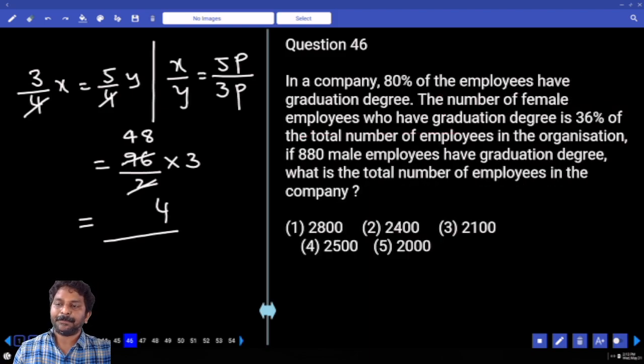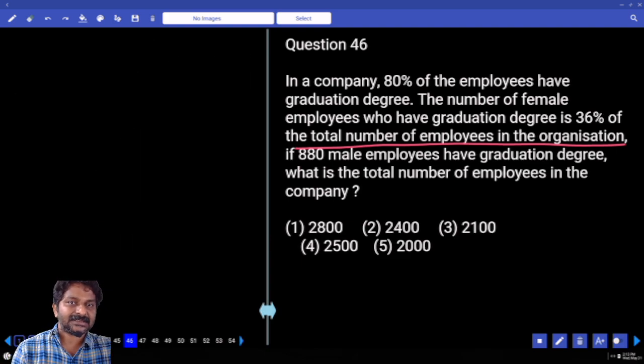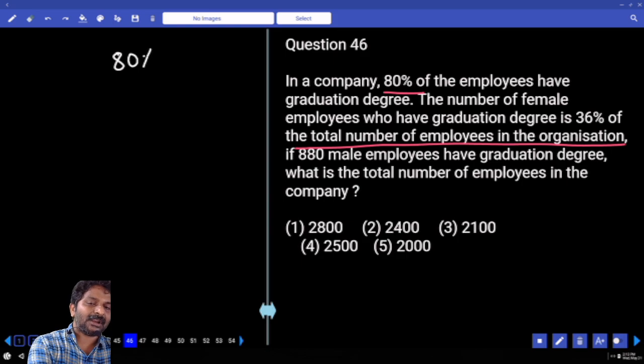In a company, 80% of employees have a graduation degree. The number of female employees who have a graduation degree is 36% of total employees in the organization. We always start with the total number of employees in the organization as 100%, right? Out of 100%, I am writing those who are graduates, which is 80%.